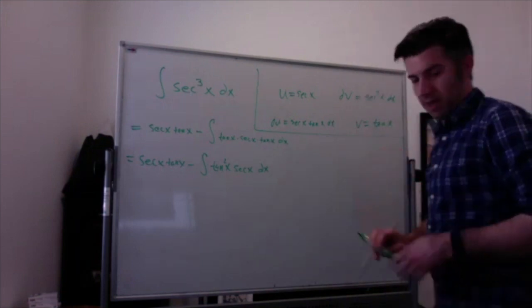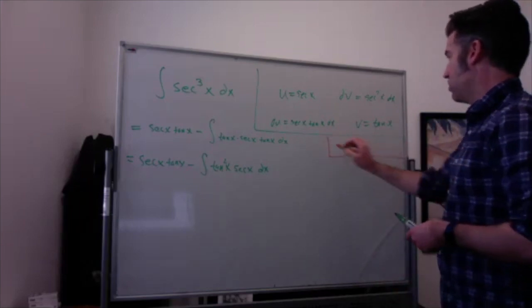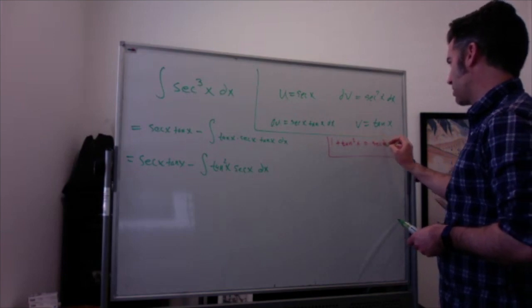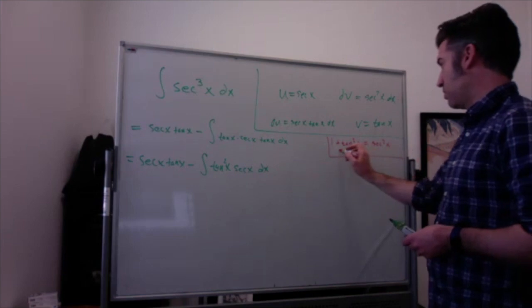We're going to use the fact that, in fact, the one we just used, we know that 1 plus tangent squared x equals secant squared x. So we know that tangent squared x equals secant squared x minus 1.